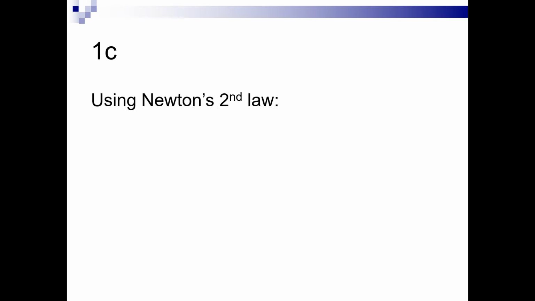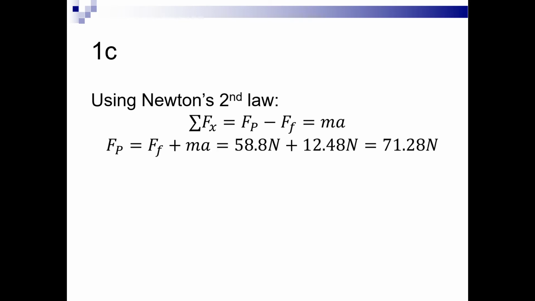All right. So if we look at Newton's second law, we know that the net force in the x direction is going to be the person pushing minus friction equals ma. So if I solve that, I get that the person pushing equals the frictional force plus ma. M is 30 kilograms, a is 0.416 meters per second squared. So I have to add up those two forces. So it'd be about 71.3 newtons, or you can even round it down to 71 newtons, because it's not as many there.